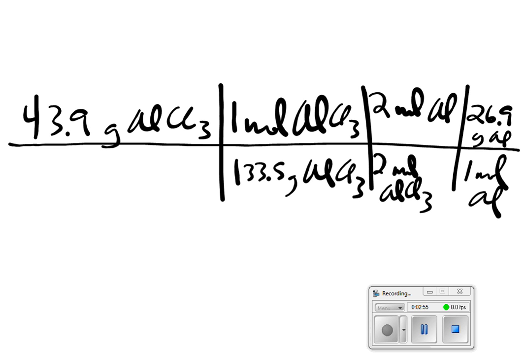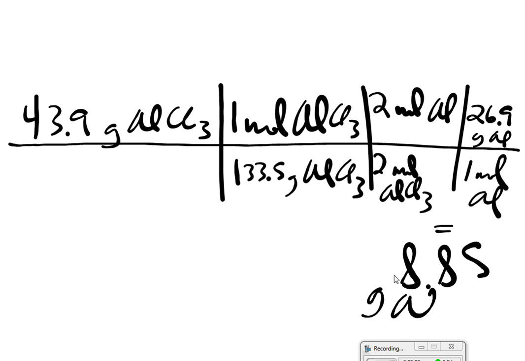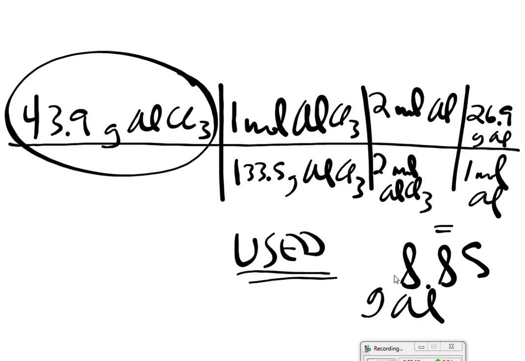At this point, if I run the grid and do the math, I end up with 8.85 grams of aluminum. This will always tell you how much of the excess you used. So I took the theoretical yield, which was from the same problem we did in class, and I ran it back to the other reactant, the other given in the original part of the problem. So I have 8.85 that was used.